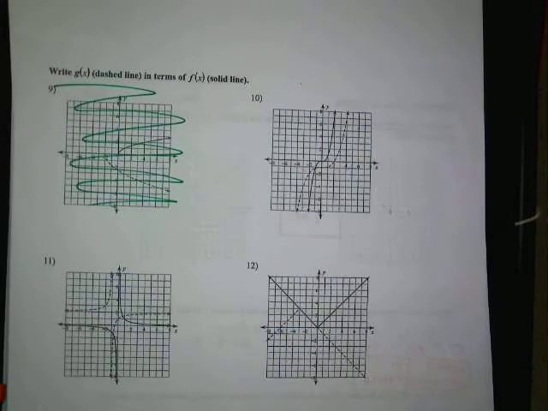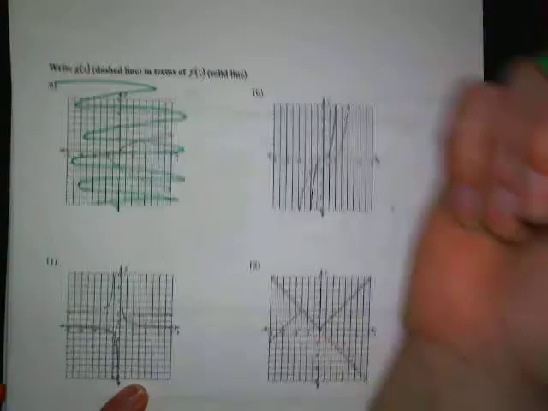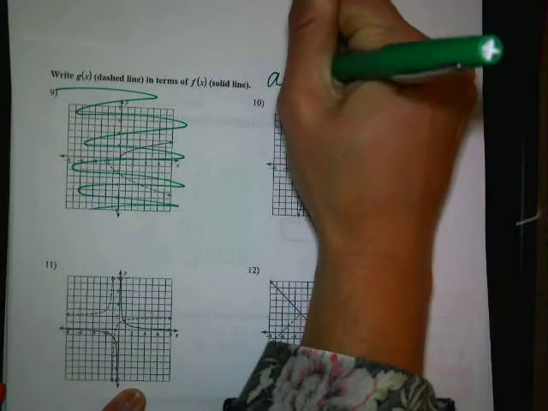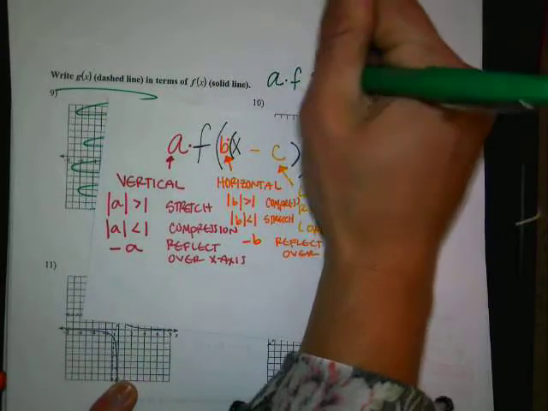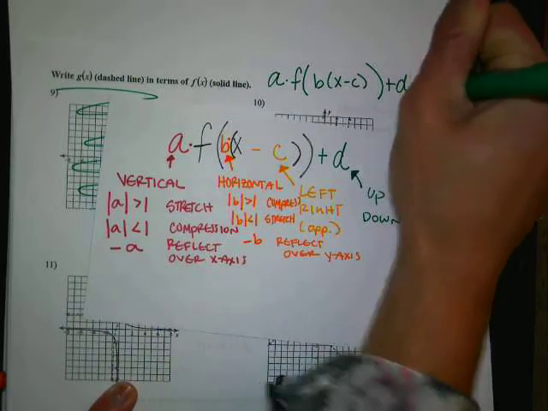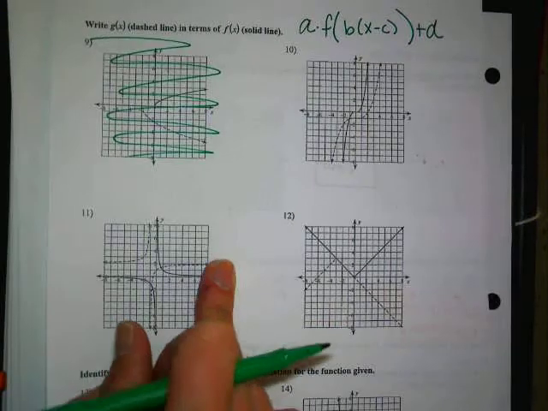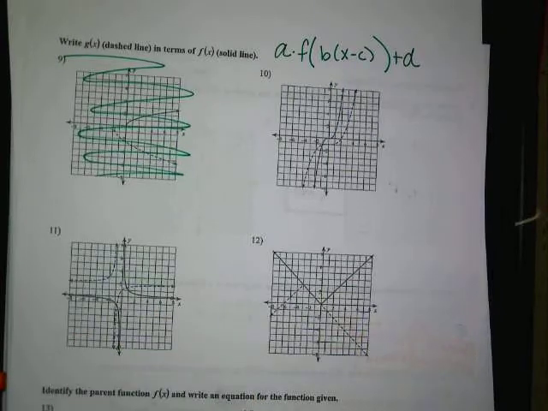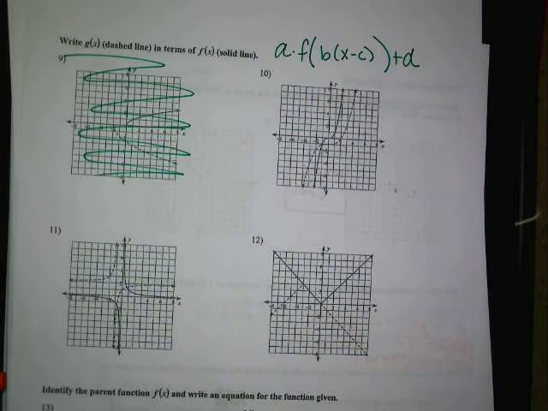All right. The directions say write g of x, the dashed line, in terms of f of x, the solid line. So what it wants you to do is to write it in function notation, which is this guy that I wrote down here: a times f of b times x minus c, plus d. So I don't actually care that this is a cube root or that this is an absolute value or this is a rational. I just want to know the translations and put it in for my a, my b, my c, and my d. Does that make sense?